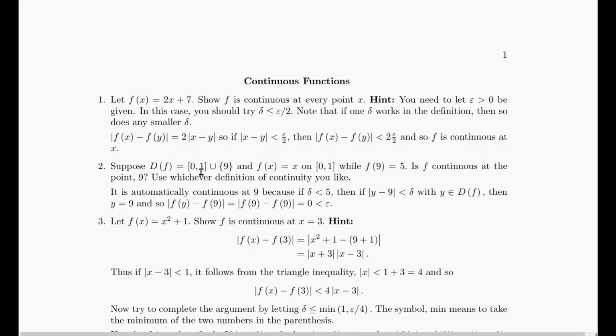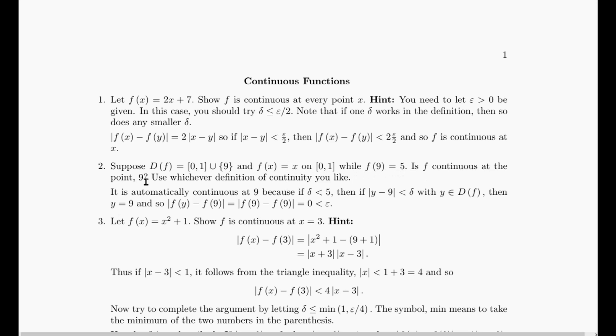Now this is the case of a function that's defined on an interval, 0 up to 1, and it also is defined at 9. So this 9 is called an isolated point. You see why it's isolated? It's way out by itself, away from this set. Okay, so I'll let f of x equal x on 0, 1, and f of 9 is going to be 5. If you like, let it be 37. It doesn't matter what it is.